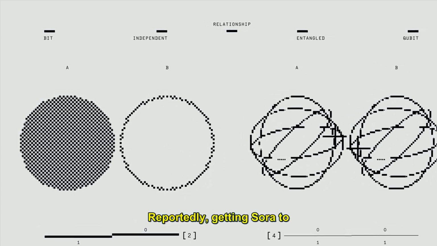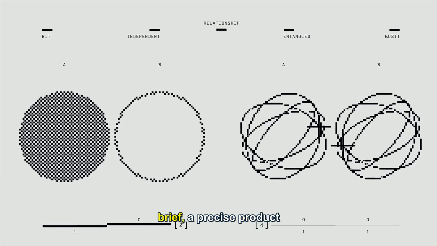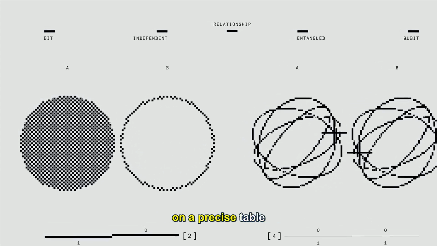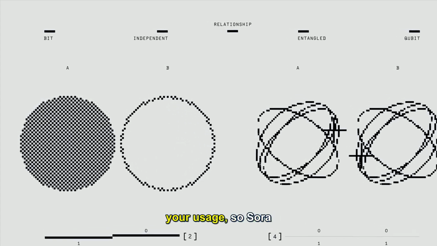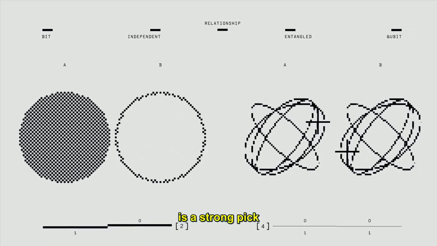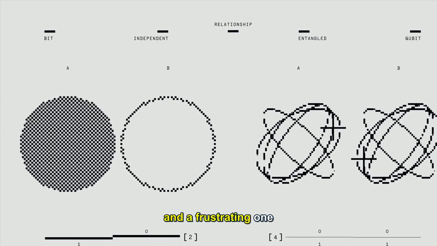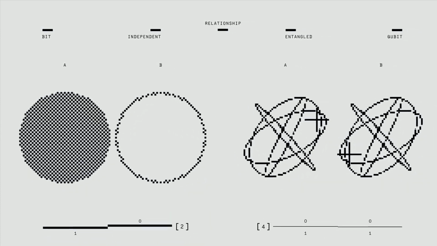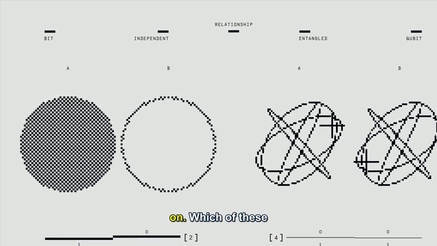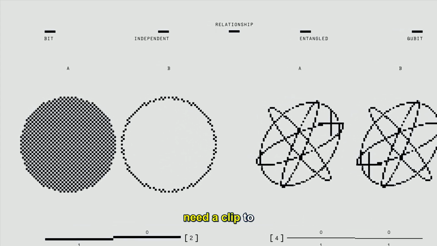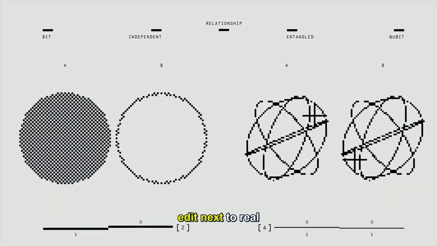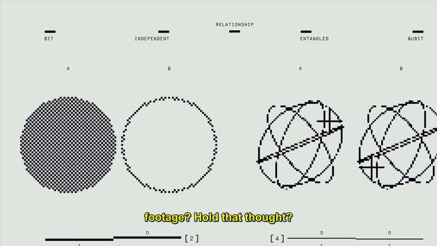Reportedly, getting Sora to match an exact specific brief, a precise product on a precise table, can take many tries, and that burns through your usage. So Sora is a strong pick when you want wow, and a frustrating one when you need precise. Now here is a question before I move on. Which of these do you think professionals reach for when they need a clip to fit into a real edit next to real footage? Hold that thought.